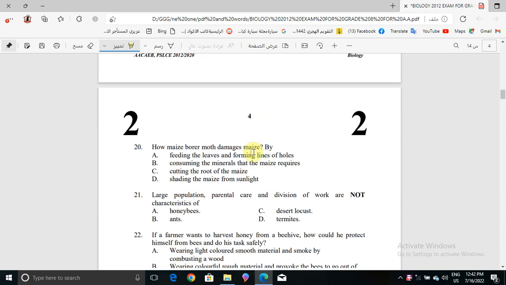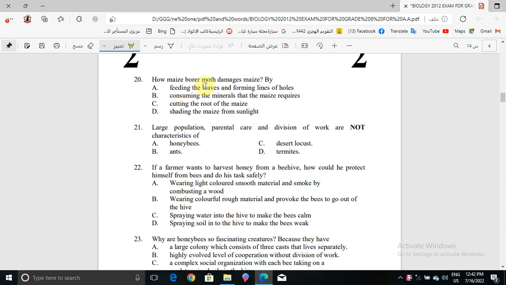Okay, now question number 20. How does the maize borer moth damage maize? By feeding on the leaves and forming lines of holes, or by consuming the minerals that the maize requires, or by cutting the root of the maize, or by shading the maize from sunlight? The correct answer will be by feeding on the leaves and forming lines of holes. That is how the maize borer moth damages maize.